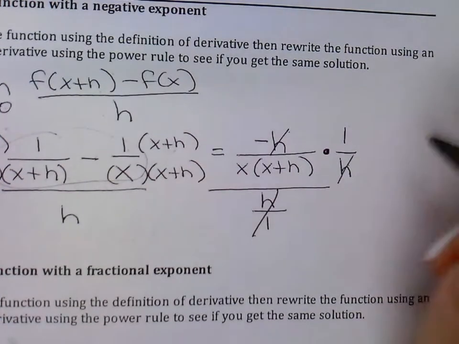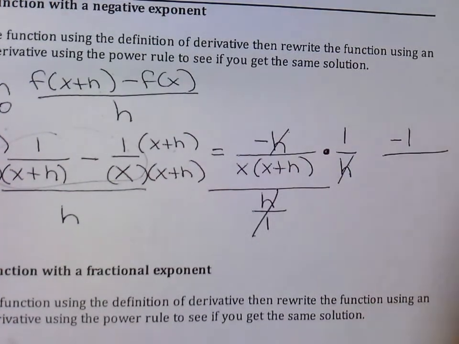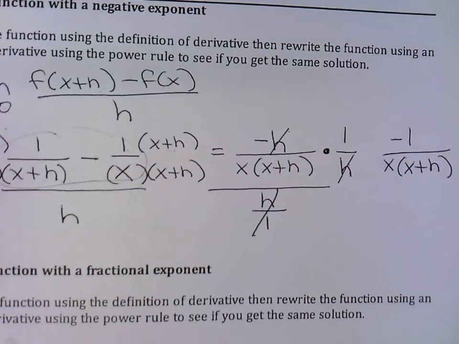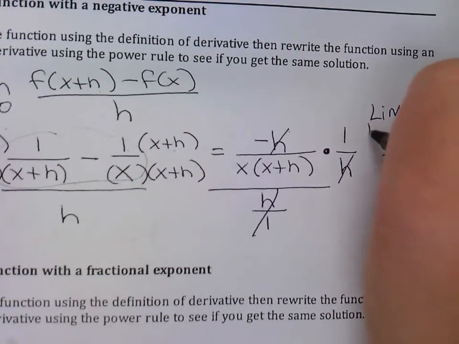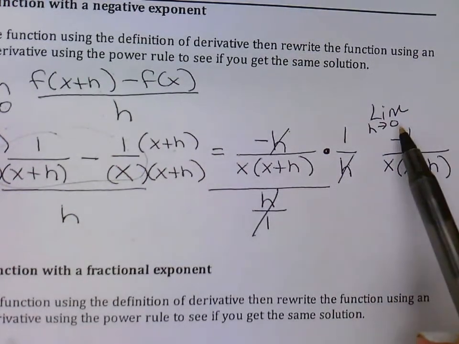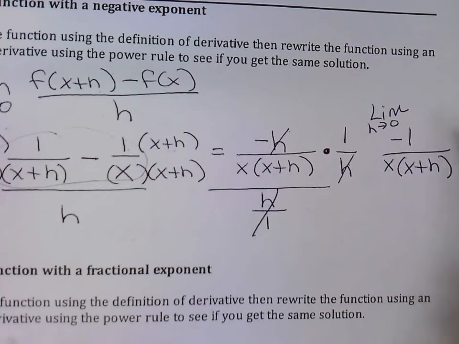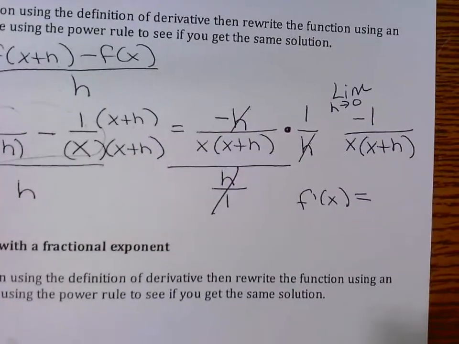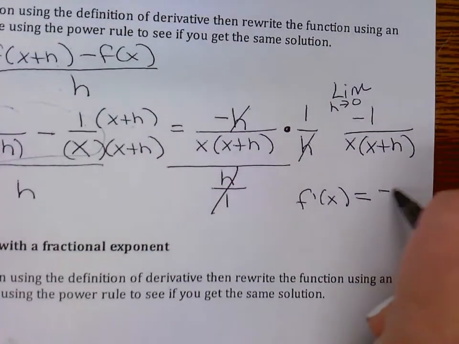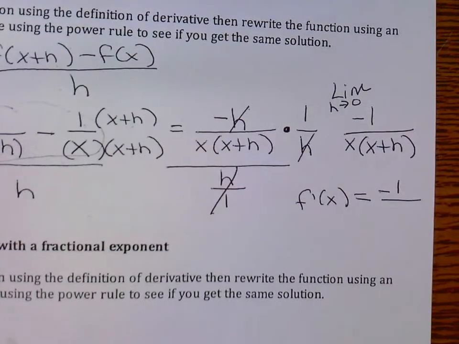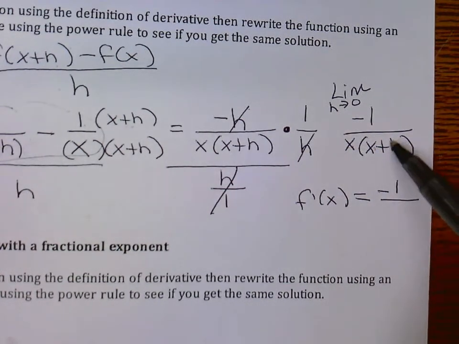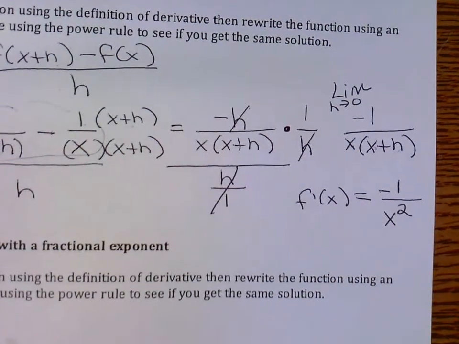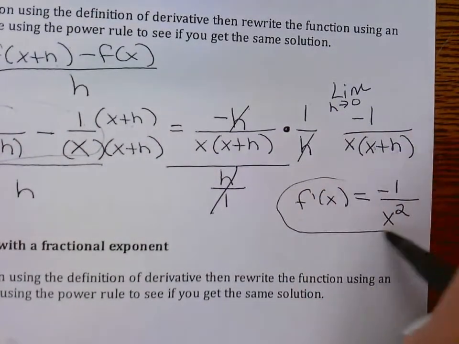So it looks like I have negative 1 left in the numerator and x times x plus h left in the denominator. So if I'm taking the limit as h approaches 0, what am I left with as my derivative? Negative 1 over just x squared, because this is a 0 right here. Negative 1 over x squared. That's what it's telling me my derivative is.